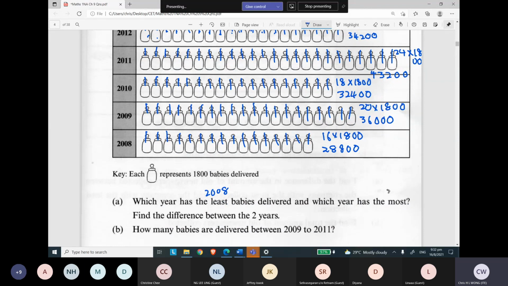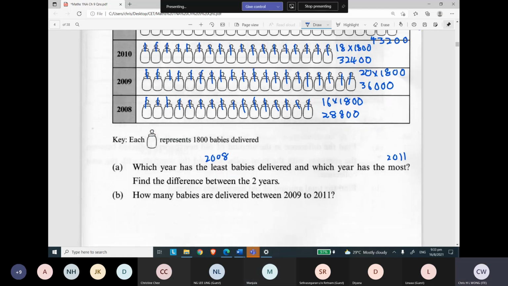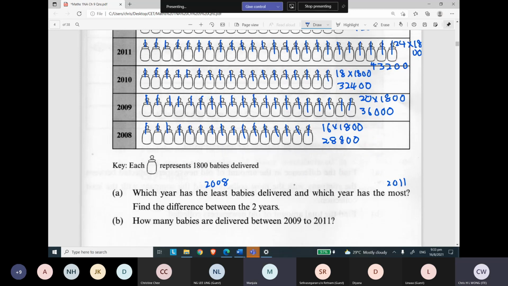Okay, give me the difference. 14,400. Can you tell me how you do that? First, take the most babies minus the least babies. What's the most? 43,200. What is the least? 28,800. What is our answer? 14,400.